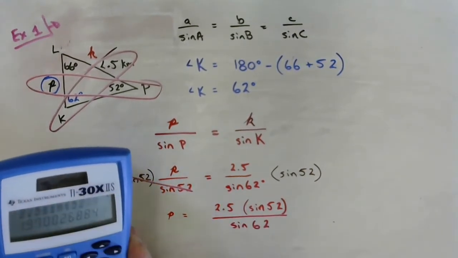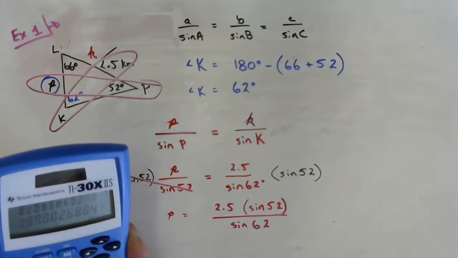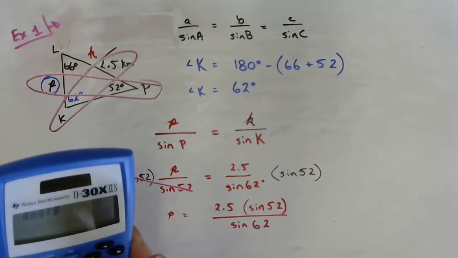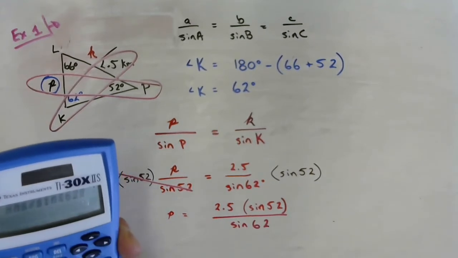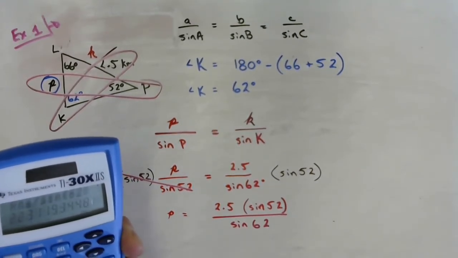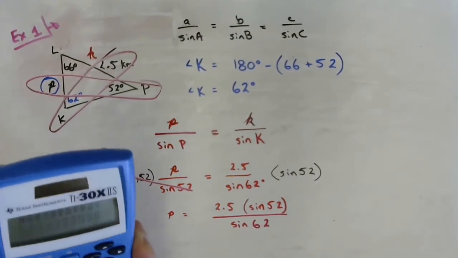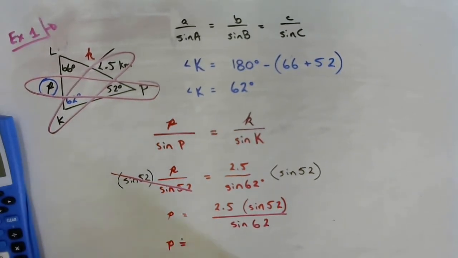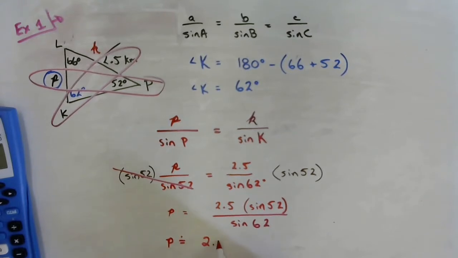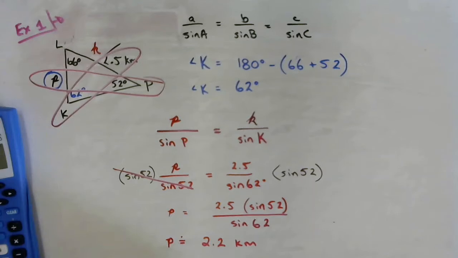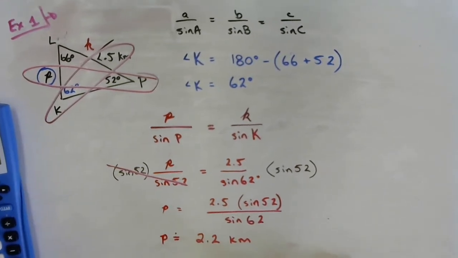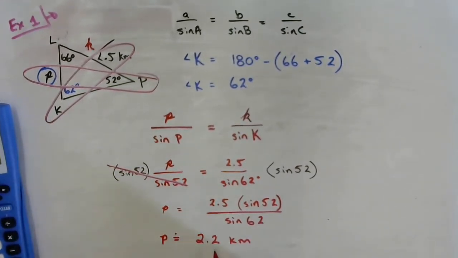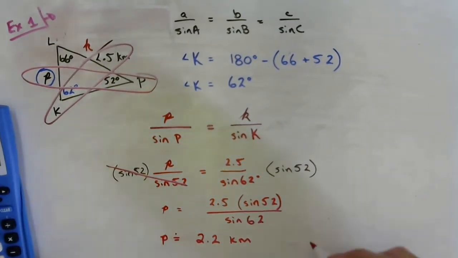I leave that in my screen. I don't write anything on my paper. I just leave that in my screen and then I hit divided by the sine of 62. Again, you don't need to put any brackets and you hit enter and you end up with 2.231. So we're going to round that to P is approximately 2.2. We're measuring in kilometers. So the distance between the two locks is approximately 2.2 kilometers. We were to round to the nearest tenth of a kilometer, so there you go.